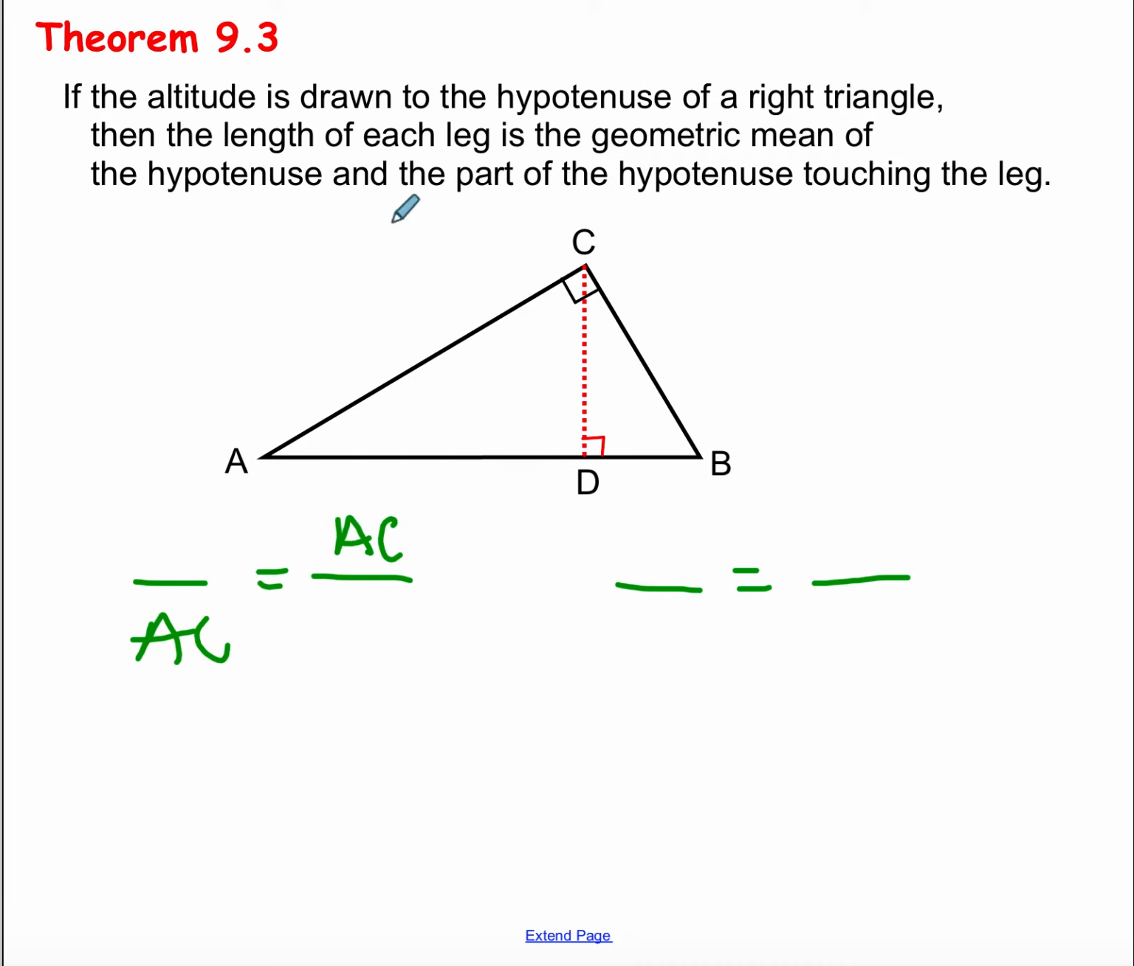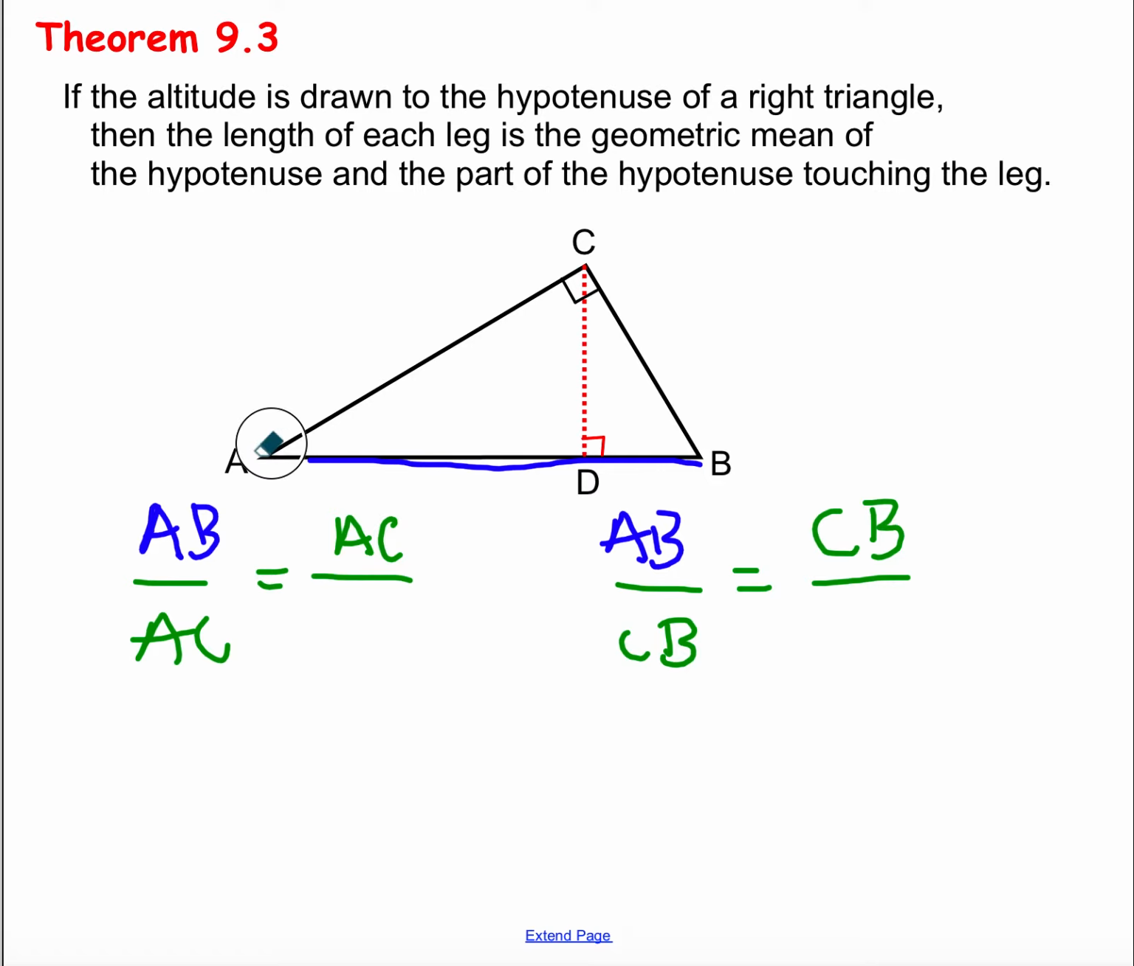So the length of each leg is the geometric mean. So we have AC here, so here's the length of this leg here. So that's CB, and CB is the geometric mean of the hypotenuse. So the entire hypotenuse is one part of this proportion. All of this, AB. Okay? It's the geometric mean of the hypotenuse and the part of the hypotenuse that's touching the leg.